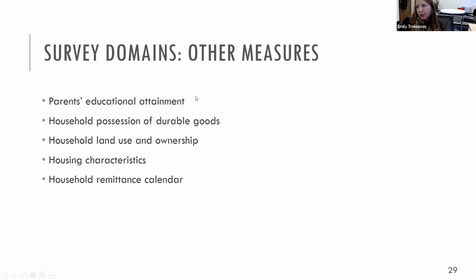This time, the survey domains for other measures changed quite a bit. Again, we did measure parents' educational attainment, but we collected an index of durable goods to be able to compute a wealth index, and also collected information on household land use, ownership, and other housing characteristics, including water and sanitation. And then we collected a household remittance calendar. So information on anyone that had migrated out of the household, were they sending remittances, and if so, how much? And that was done at an annual level for, I believe, about 8 years preceding the survey.